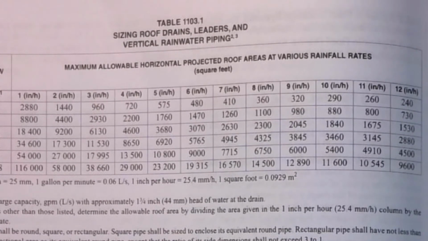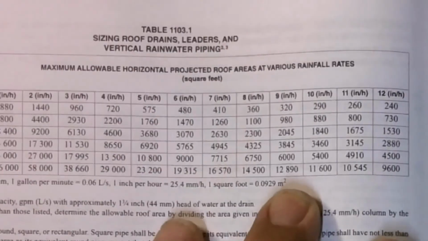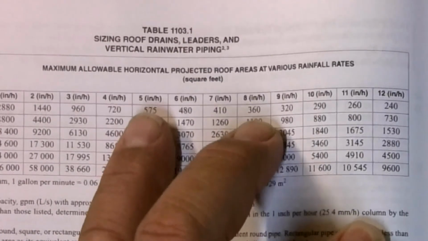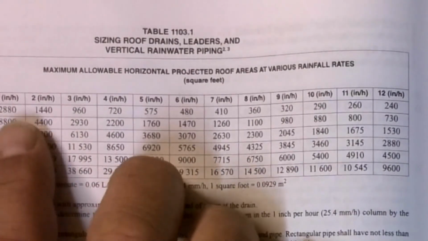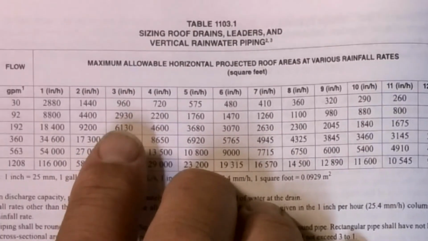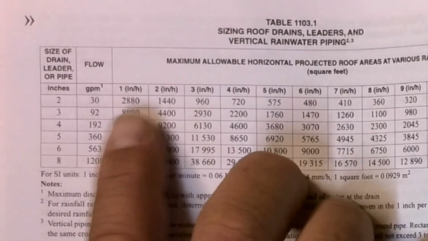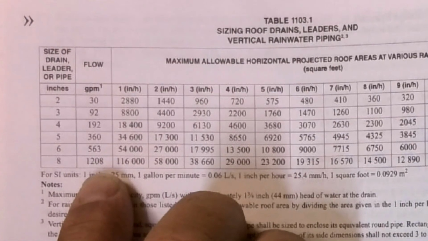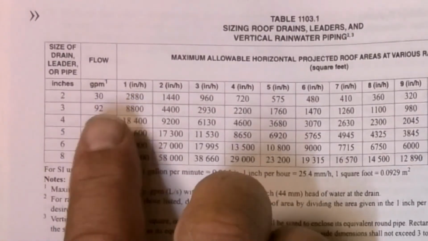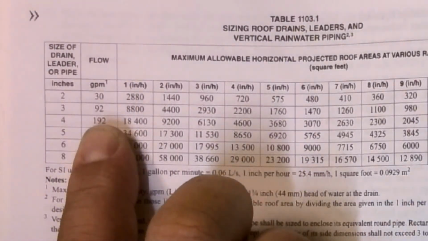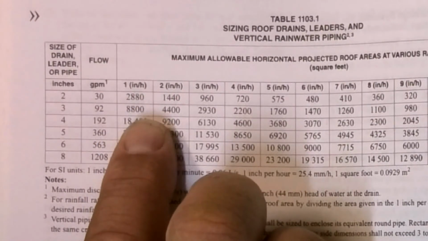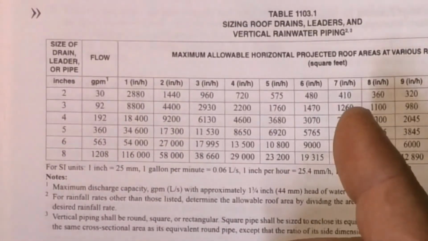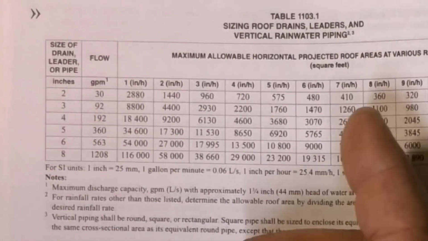Sizing a roof drain, leader, and vertical rainwater piping. So here's the maximum allowable horizontal roof area. Okay. So you have all your square footages and everything. And you also have another one, which is called your GPM, or your gallons per minute. There is a way to calculate the gallons per minute of the square footage based on the rainfall.